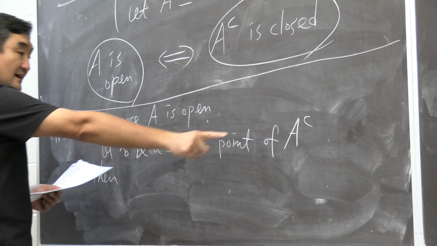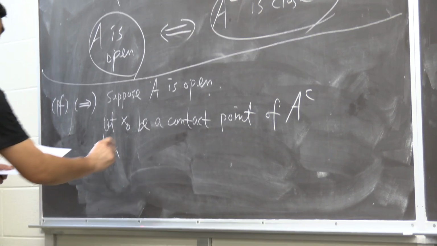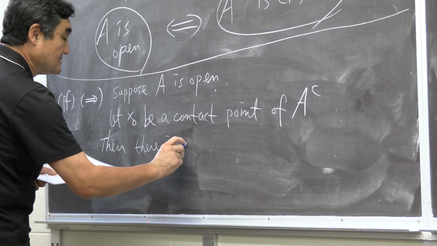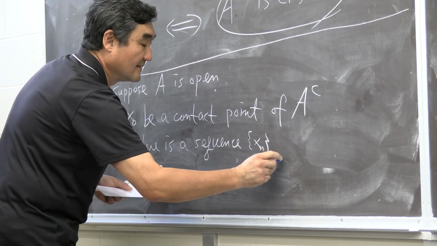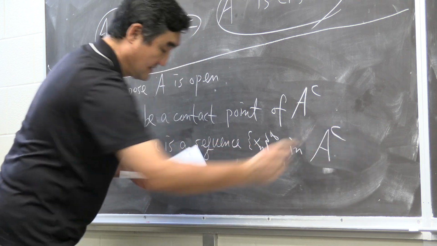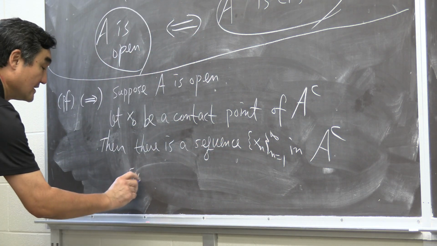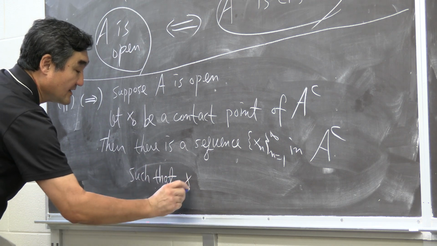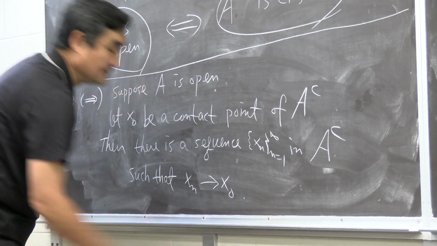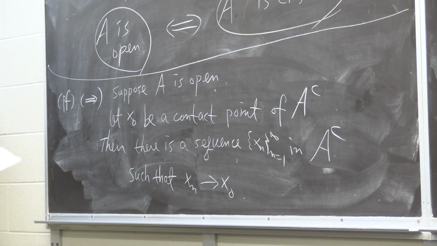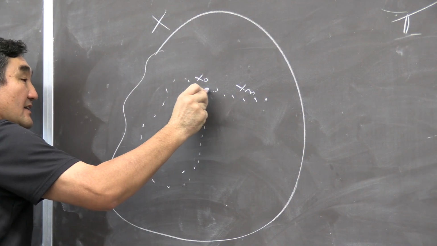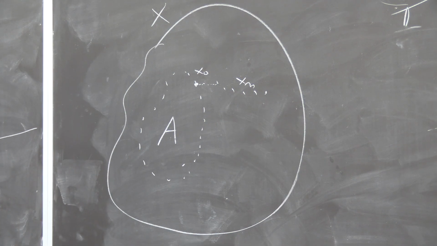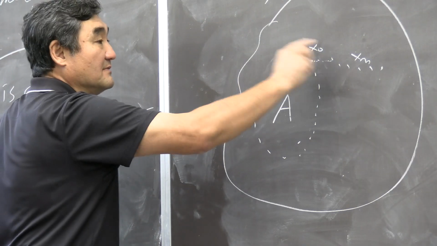Because x naught is a contact point of A complement, there exists a sequence x of n in A complement such that the sequence x of n is converging to x naught. Yes, there is a sequence x of n in A complement, outside of A, converging to x naught. That happened because x naught is a contact point of A complement.